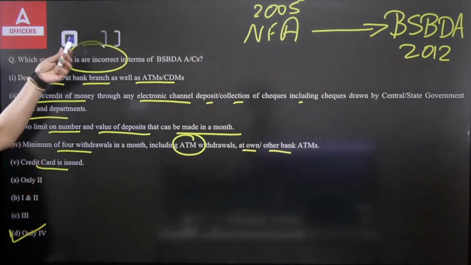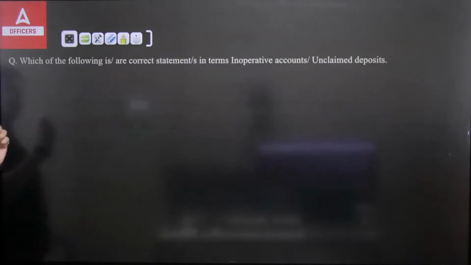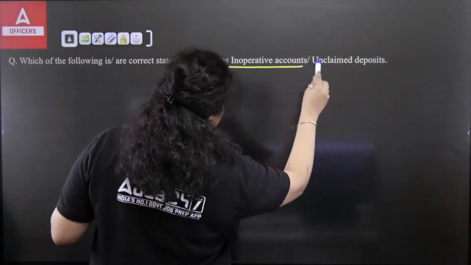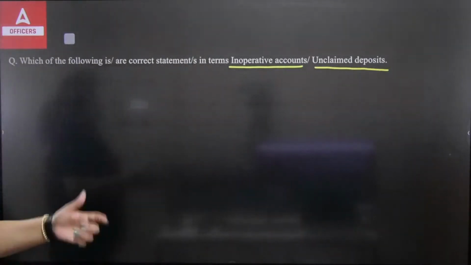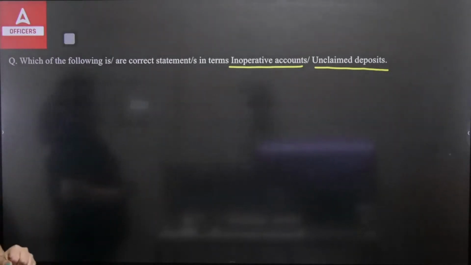Clear? So this is the right answer. The D option is correct. Now, the next question is talking about which of the following is the correct statement in terms of inoperative accounts or unclaimed deposits. Inoperative accounts and unclaimed deposits, which of the following is the correct statement?